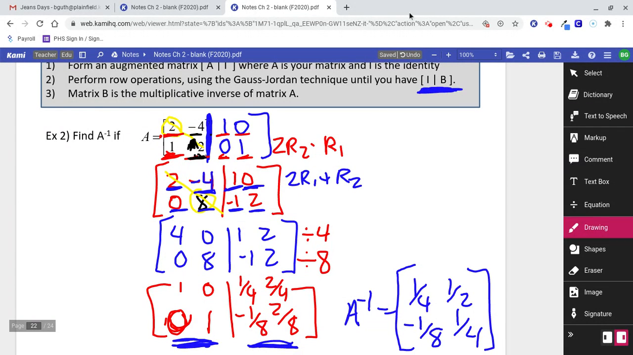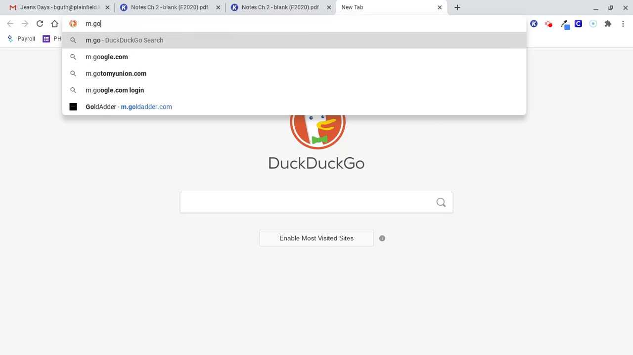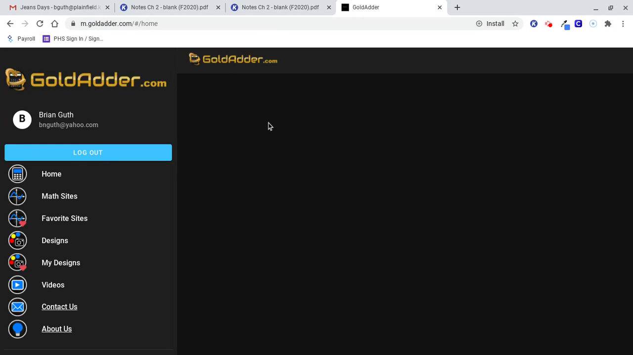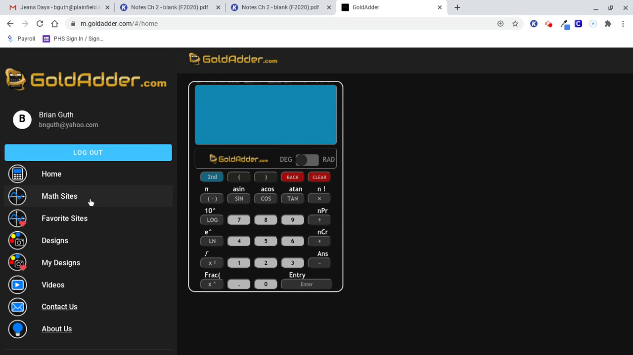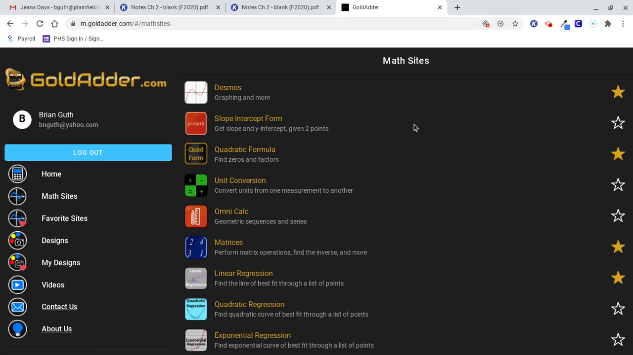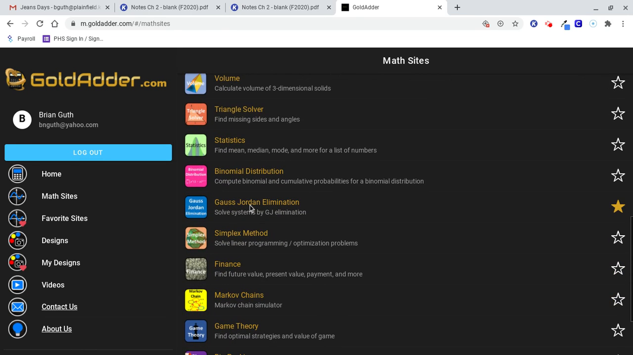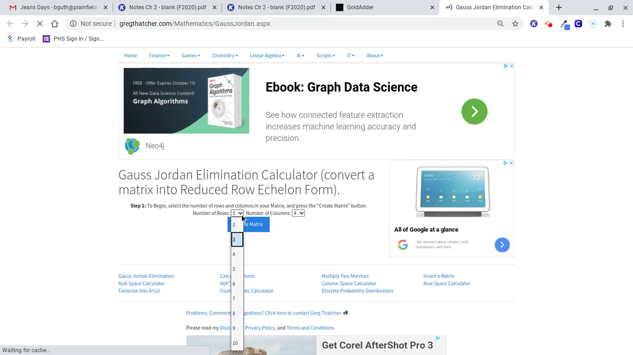If you think about it, though, we've got a lot of technology, and we could do this with a calculator. So let's see what that looks like. Okay, so if you go to my website, go to Math Sites, and what we did was a Gauss Jordan. So if you find the one that says Gauss Jordan, we should be able to just type in the numbers and go. That was a 2x4 matrix, remember?